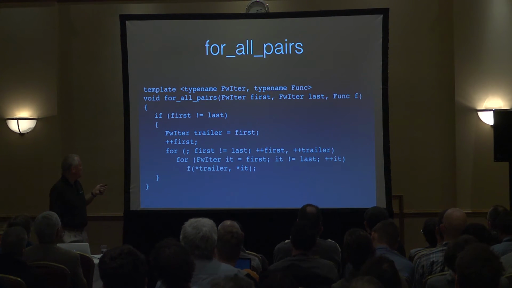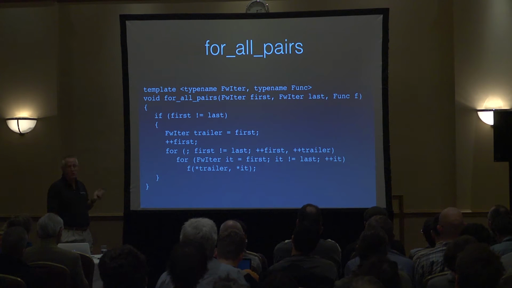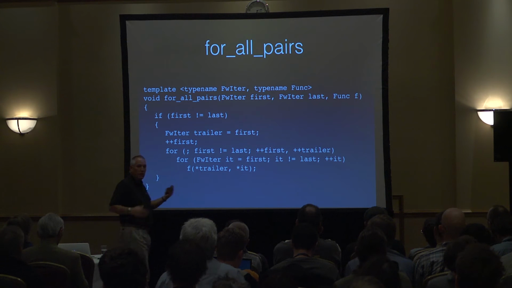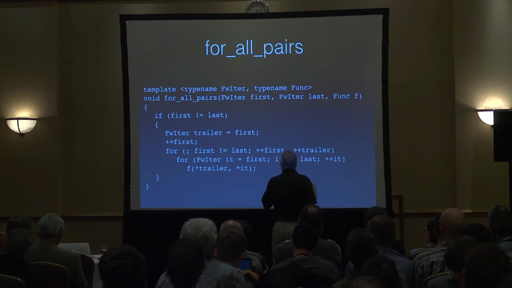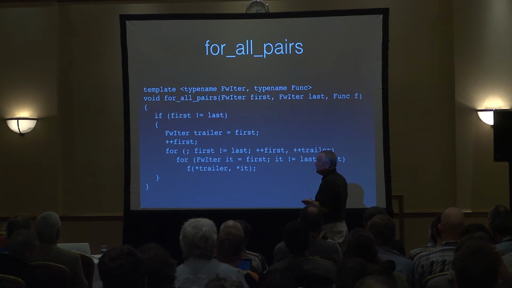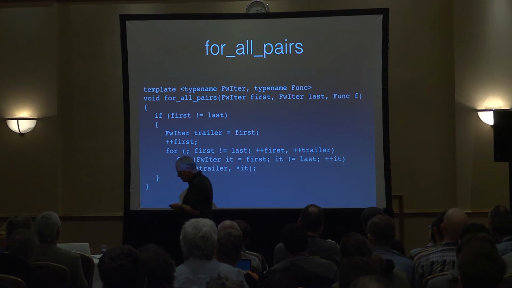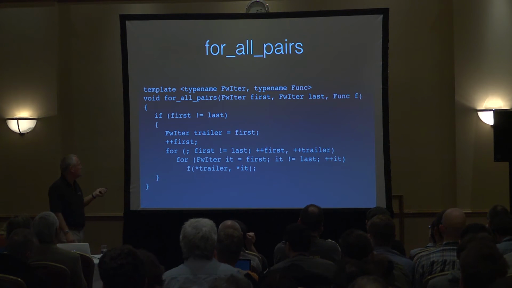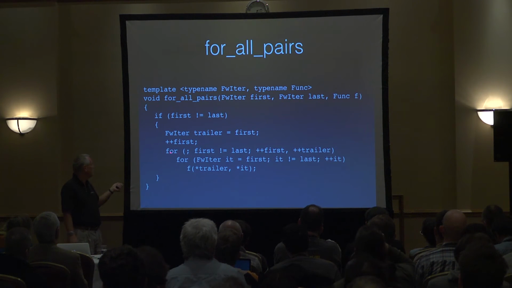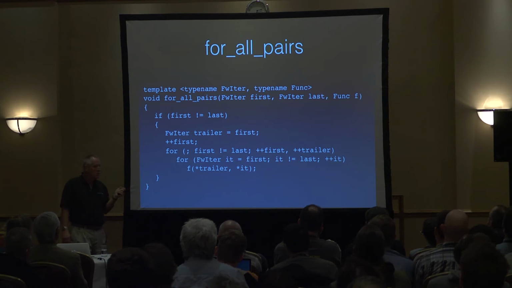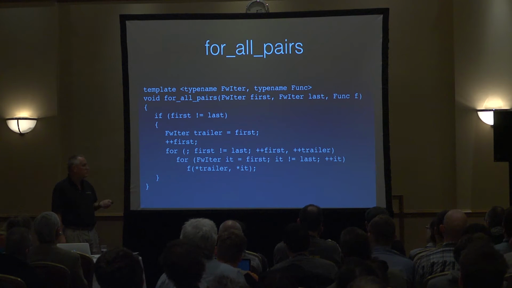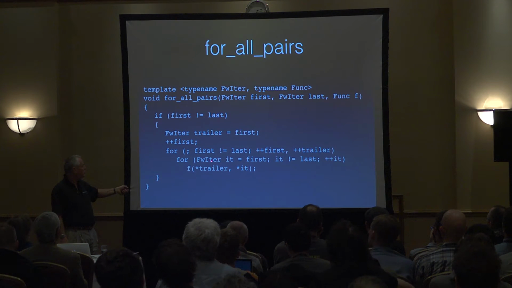So here we are. We're going to do this same thing. We're going to check if first is last, because if there are no elements, there are no pairs. We drop a trailer again, and we increment the beginning of the sequence. But then we have 2 loops here, and this part is the same, okay? But then we declare another iterator. From first to last, we call our functor with trailer and IT. So this trailer starts out at, say, 1 in our 1, 2, 3, 4, 5. And first starts out at 2, so we're going to go 2, 3, 4, 5 for IT.